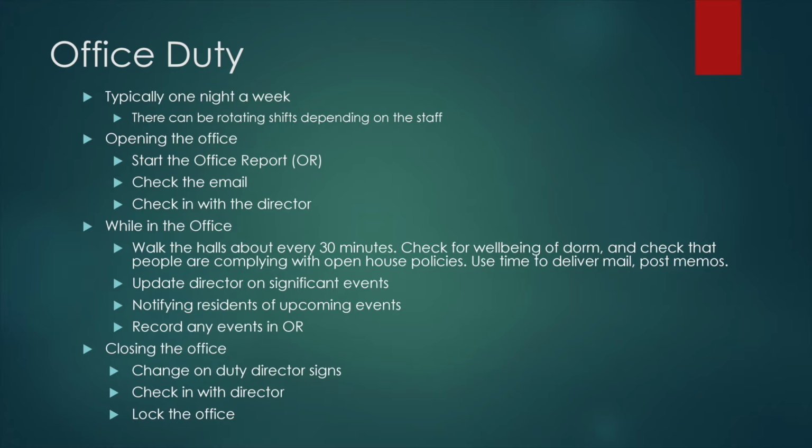Lastly, you'll close the office. So there are 3 main things that you'll do. That will be change the on-duty director signs. You'll most likely get a call from the hall director on duty on updating those, but if you don't, you can look in Box and find that. Then secondly, you'll want to check in with the director, let them know how everything went for the night and that you are closing the office. And lastly, you'll lock the office. That's an important step.